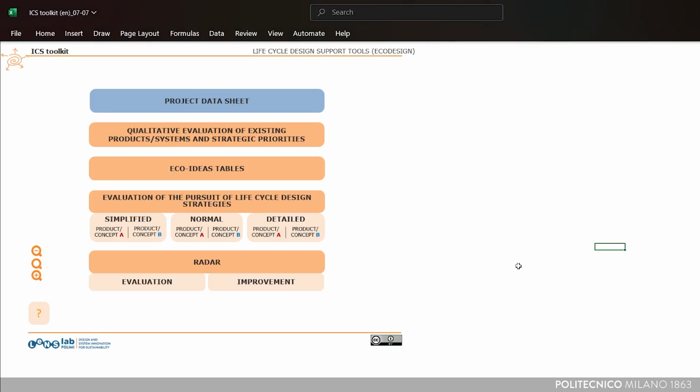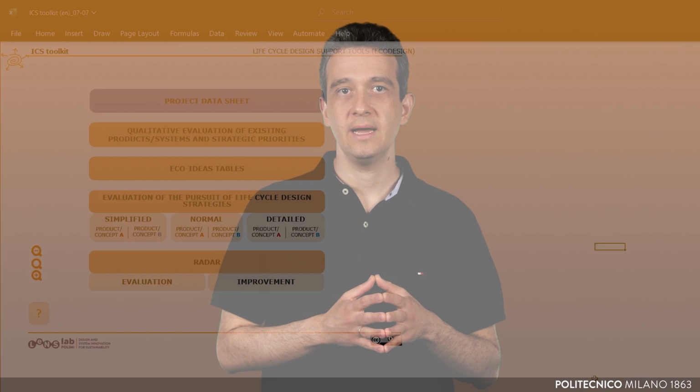At the beginning of the project, during the brief definition and strategic analysis phase, we can use the first section of the ICS to carry out a qualitative assessment of the environmental impact of an existing product and, based on this, define the priorities for lifecycle design strategies, that is, to evaluate which strategies are most likely to reduce the environmental impact for a given product.